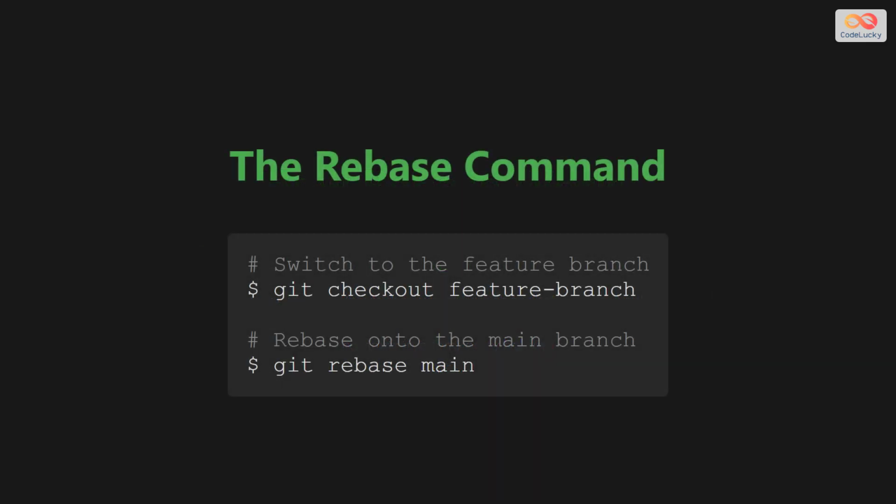Using the Rebase command is straightforward. First, you need to be on the branch that has the commits you want to move. You use git checkout to switch to your feature branch. Then, you run git rebase, followed by the name of the branch you want to rebase onto, which is typically the main branch.